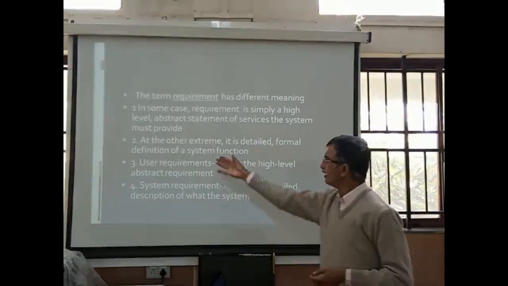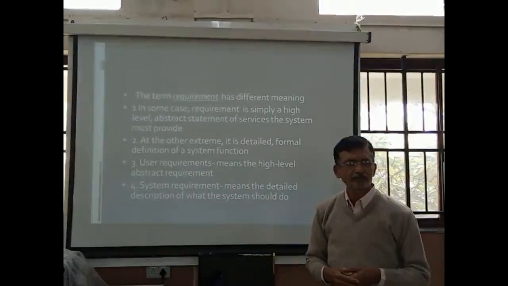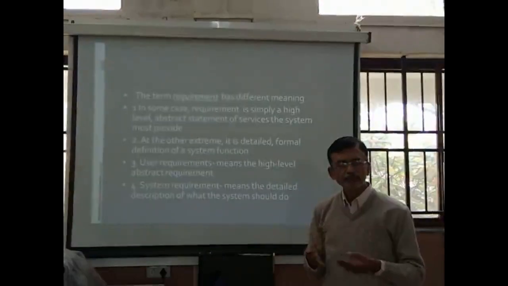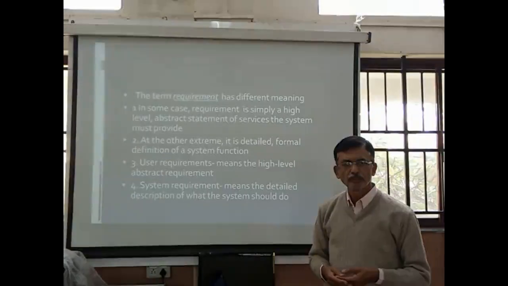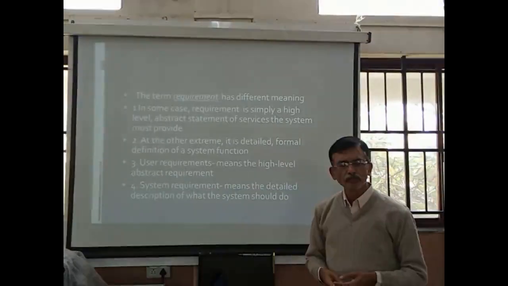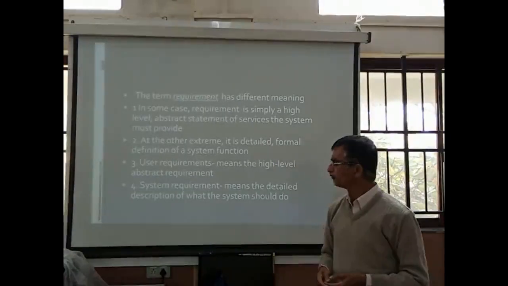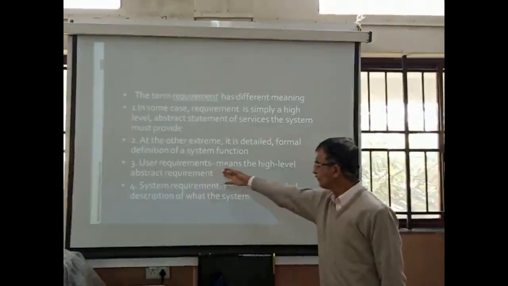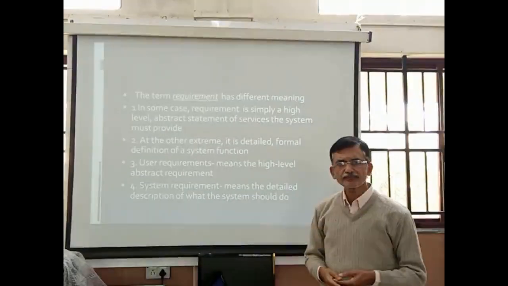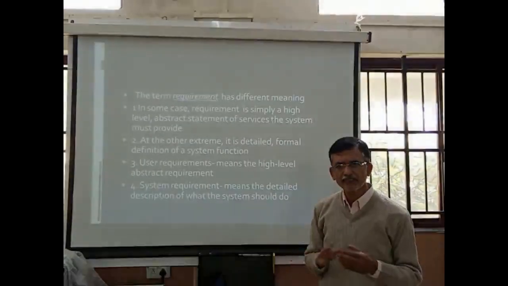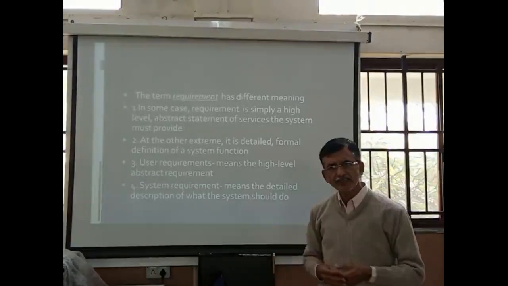At the other extreme, it is a detailed, formal definition of a system function. So if you take the other extreme, requirement means we want detailed information. Detailed information must be made available. So in case of system requirement, we should have detailed information about what the system should do. Third, user requirements means the high-level abstract requirement. So if the user wants some services, he will tell in brief. He will not give much detail. The task of detailing out is with the developer.